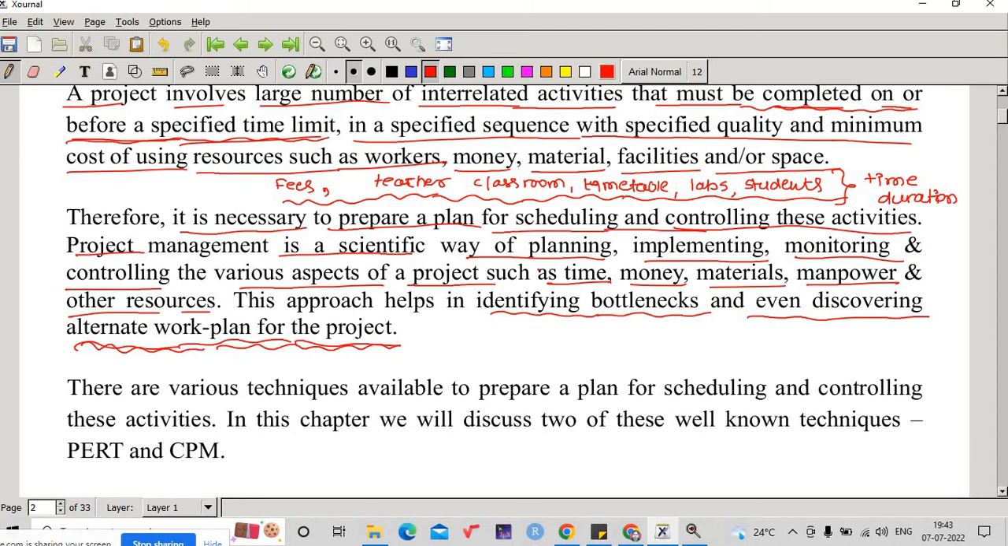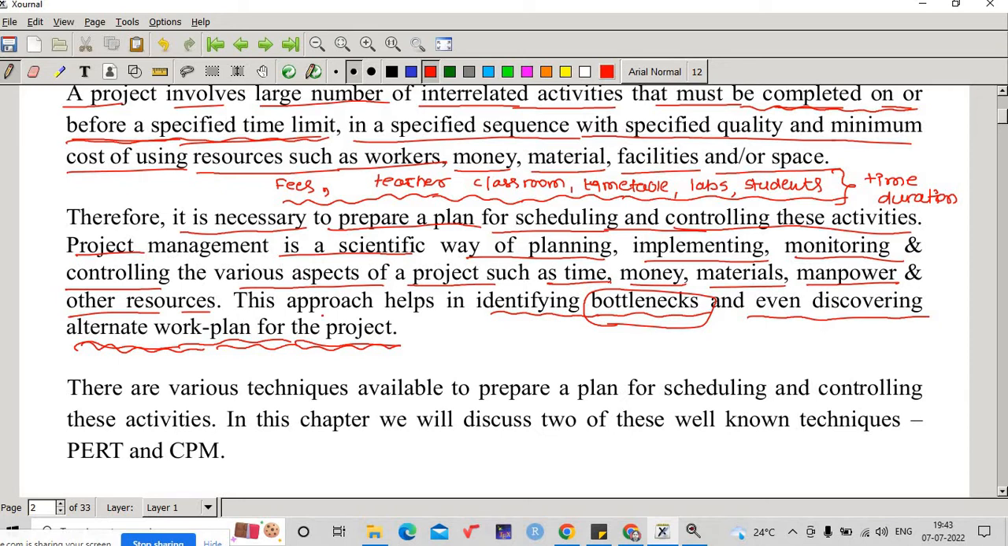And in many projects, certain bottleneck situations may arise at any point of time. So we should understand the importance of all the situations, all the tasks, and all the activities which are included while handling the project.